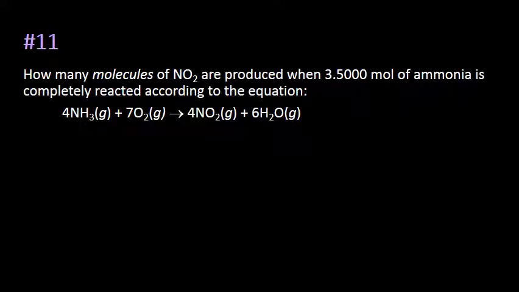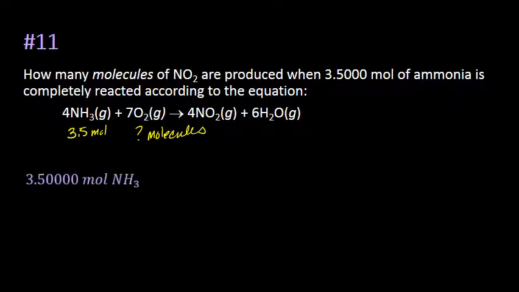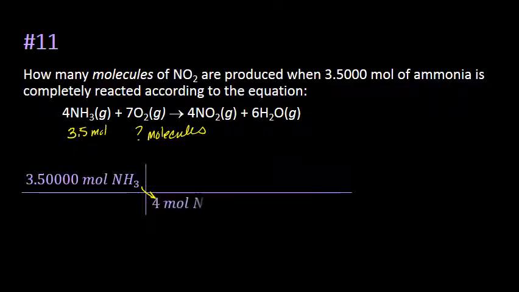Recall that a good idea is to write down what you have under each one of the substances. So we have 3.5 moles of ammonia. And what we're trying to solve for is how many molecules. Well, again, we're going to start with what's given. And don't forget, we need to chase this unit down.